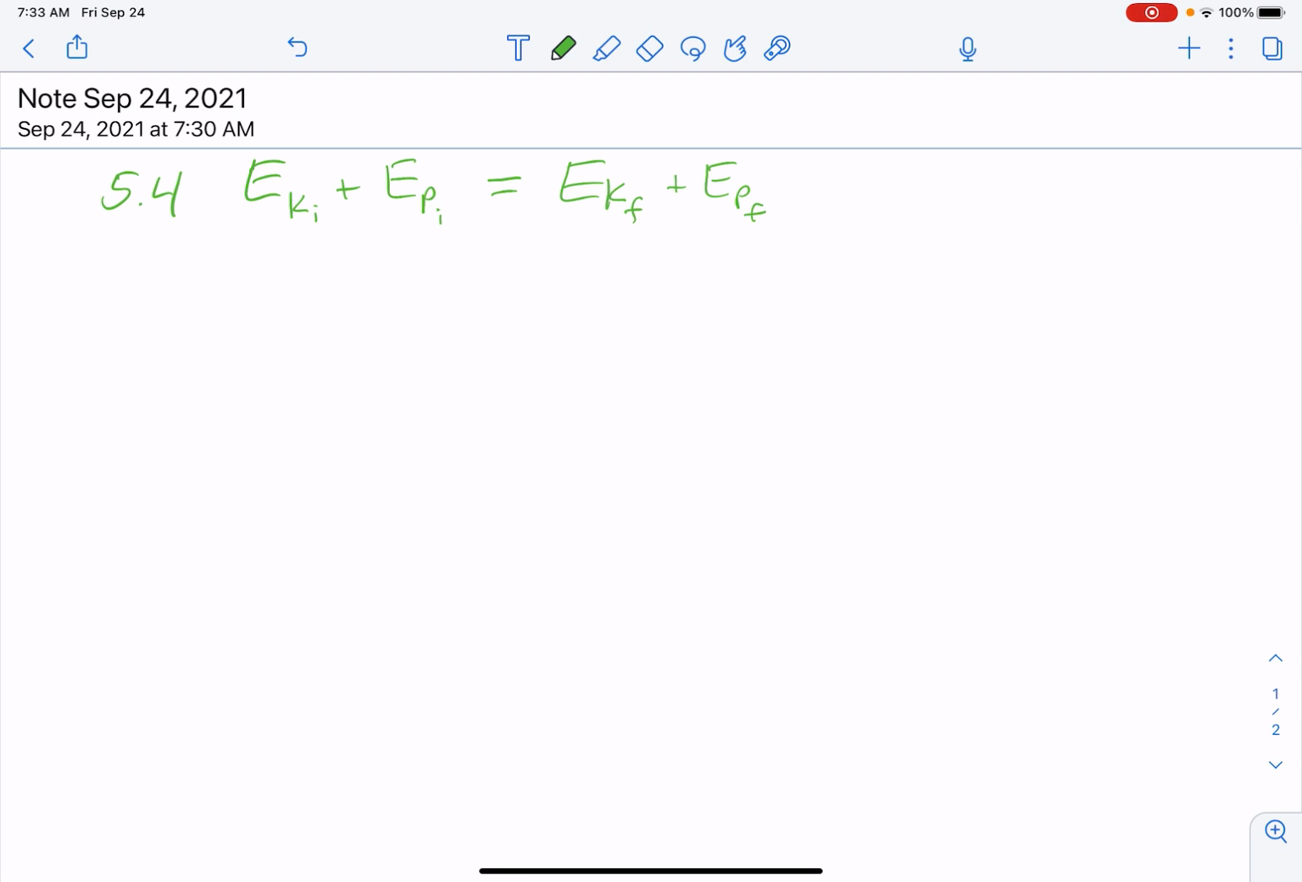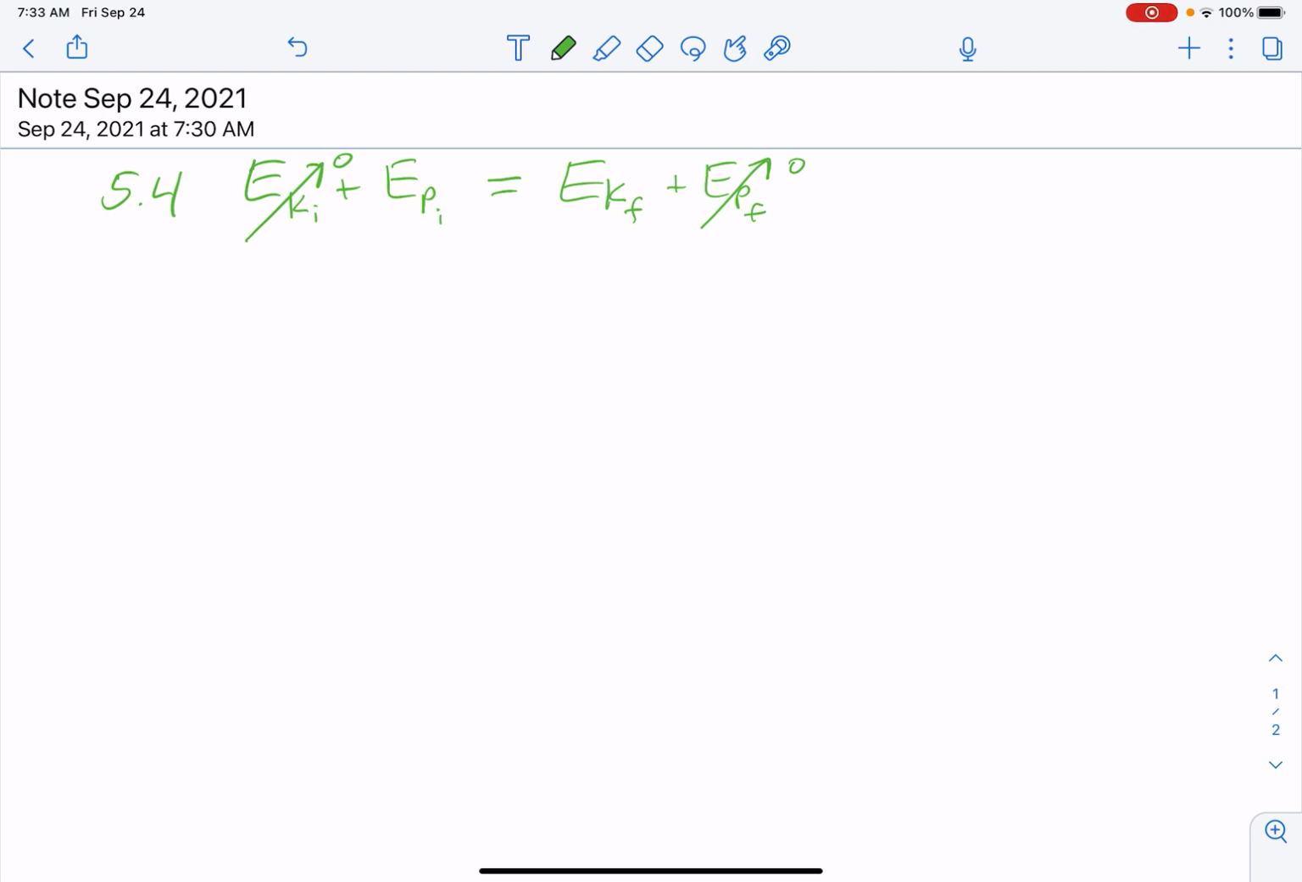So in this case, obviously your kinetic energy at the very top, before she starts going down the slide, is zero. She's all potential. And then at the bottom, since she's at a zero height, her potential energy goes to zero, and all she has is kinetic.